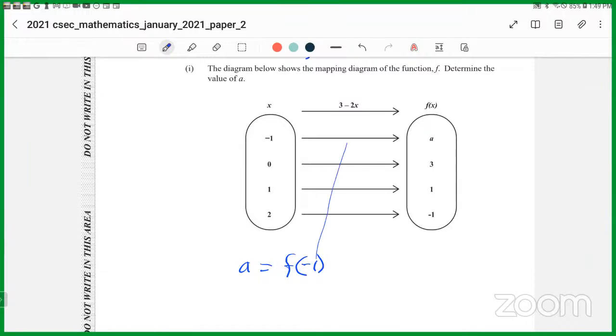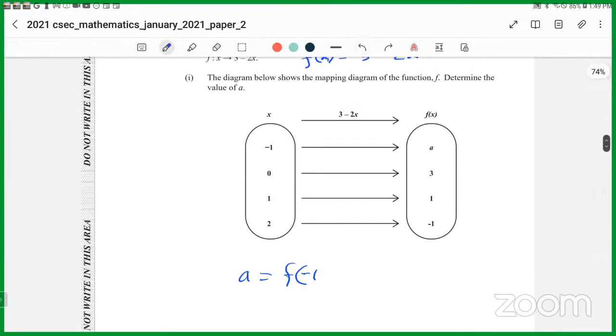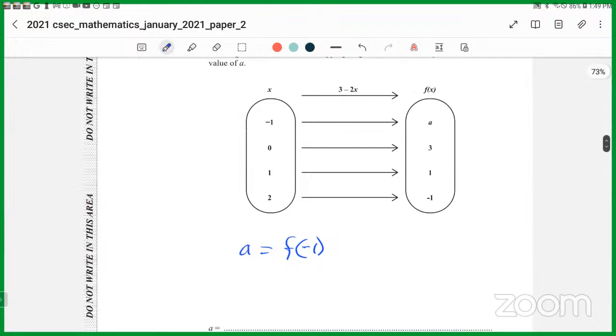So put -1 in the function, and you get it. So it will be equal to 3 minus 2 times -1. That becomes a positive 2. 2 and 3 is 5. That's 5. All right. This one's a linear function.